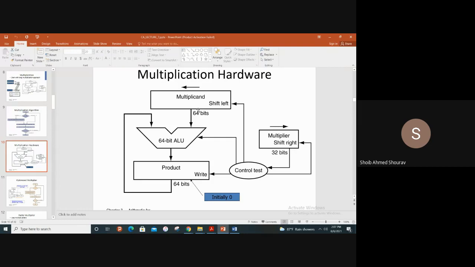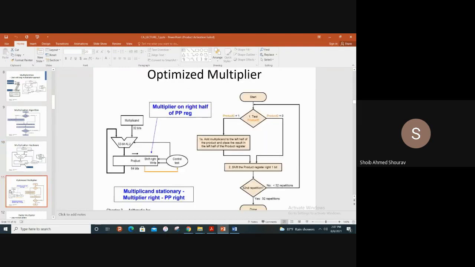You can look at the sizes in here. Multiplicand was 64 bits, ALU was 64 bits, and product was 64 bits. In here, only the product is of 64 bits, but these two are of only 32 bits. So they have removed one register, that is the multiplier, and they have reduced the number of bits as well. So you can see how they have managed to reduce the space complexity.